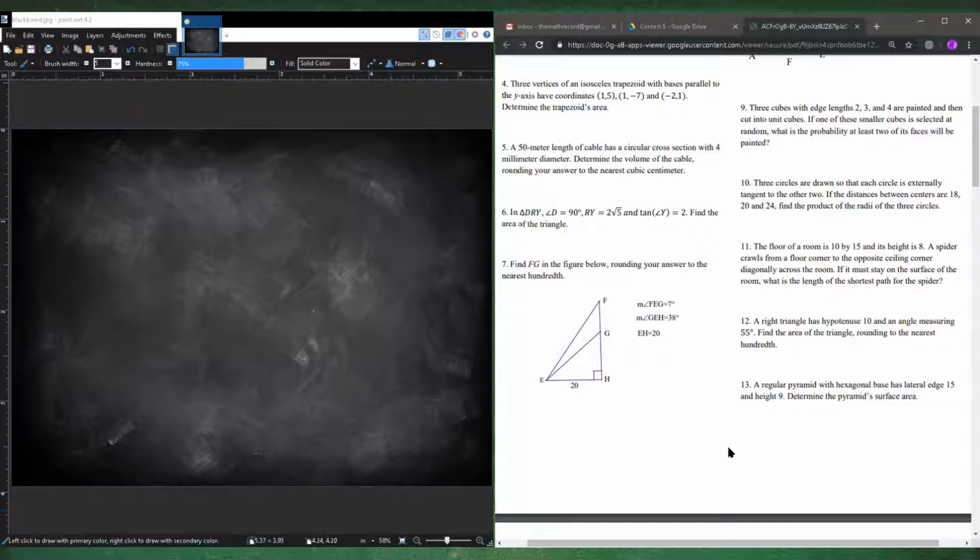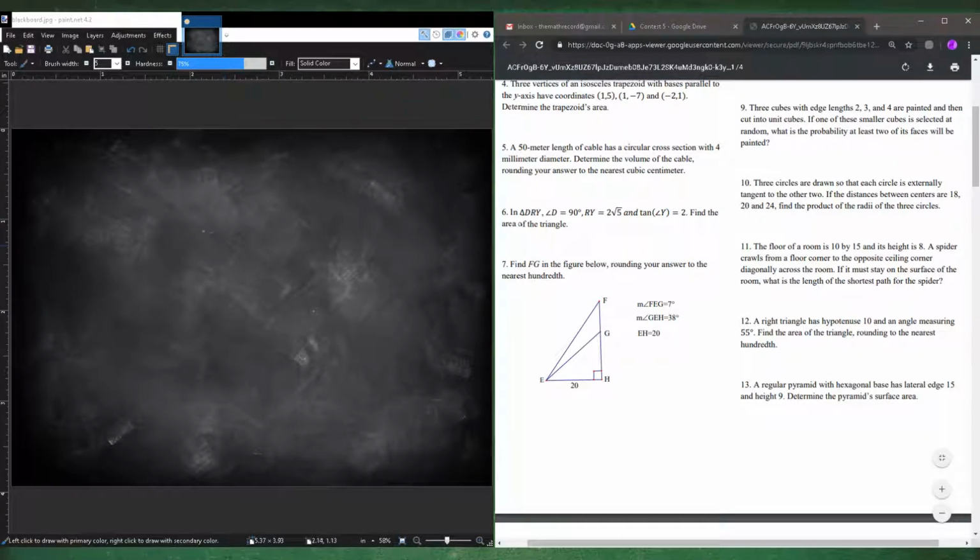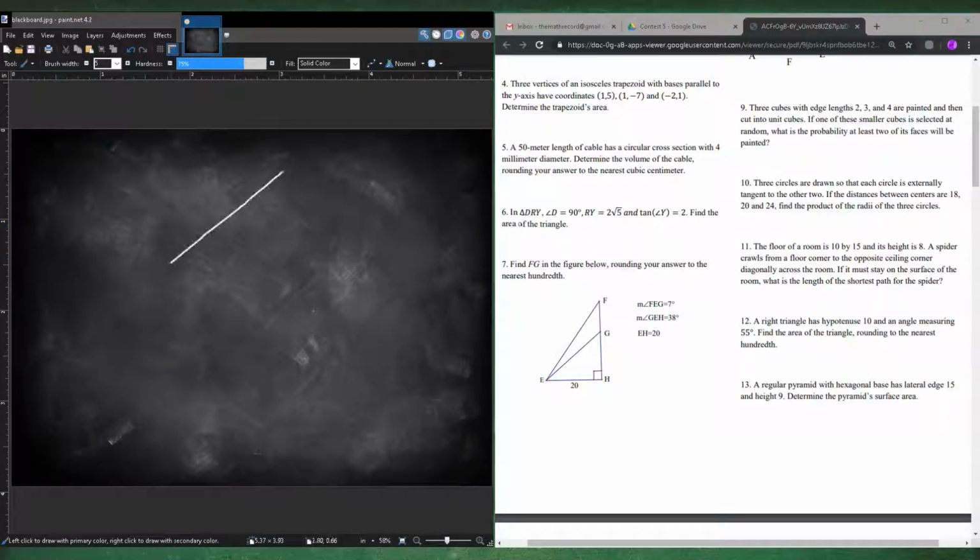Number 12. A right triangle has hypotenuse 10 and an angle measuring 55 degrees. Find the area of the triangle, rounding to the nearest hundredth. So let's have a right triangle, and the hypotenuse is 10. So this is 55, which means this is 35.